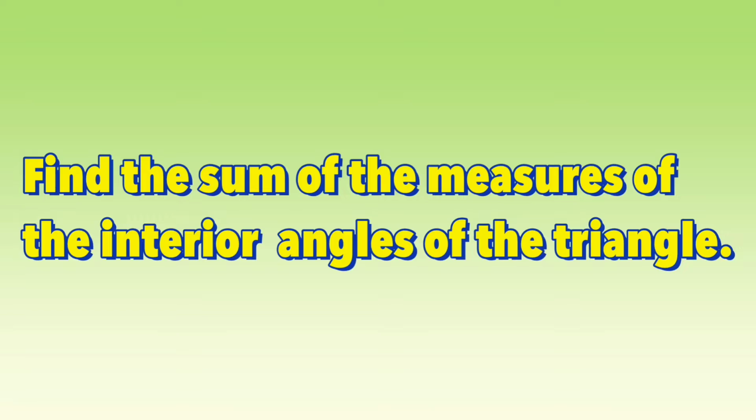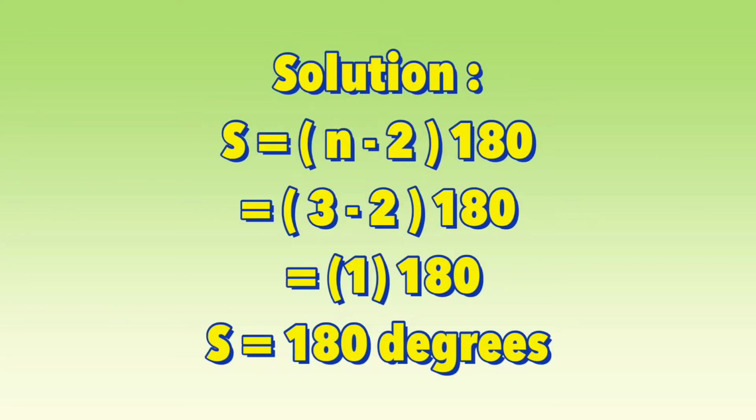So remember, a triangle is a polygon with 3 sides. So our formula to use is sum equals n minus 2 times 180. Since the triangle has 3 sides, we substitute 3 for n, so it becomes 3 minus 2 times 180. 3 minus 2 equals 1 times 180. So the sum of the interior angles of a polygon, which is a triangle, is 180 degrees.